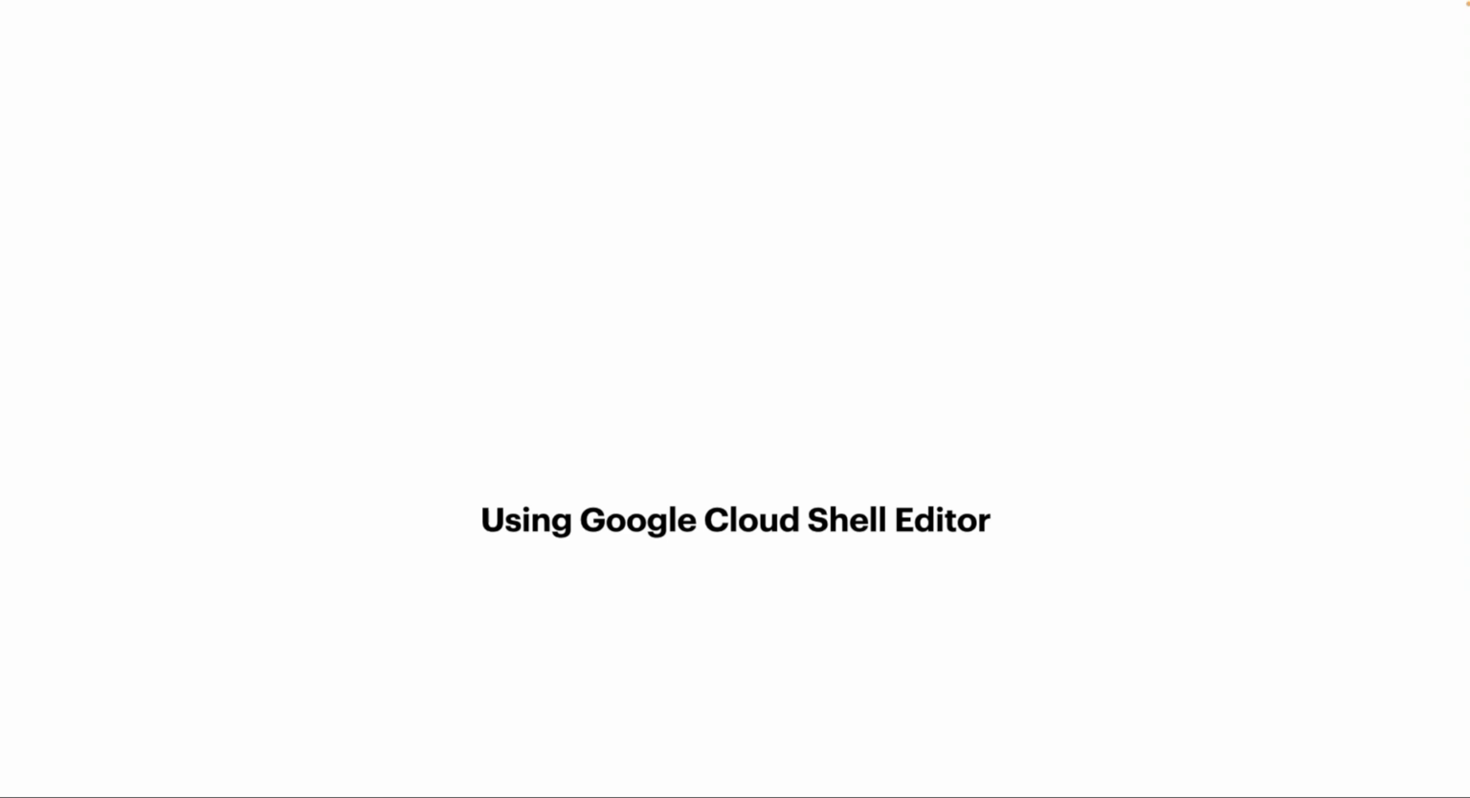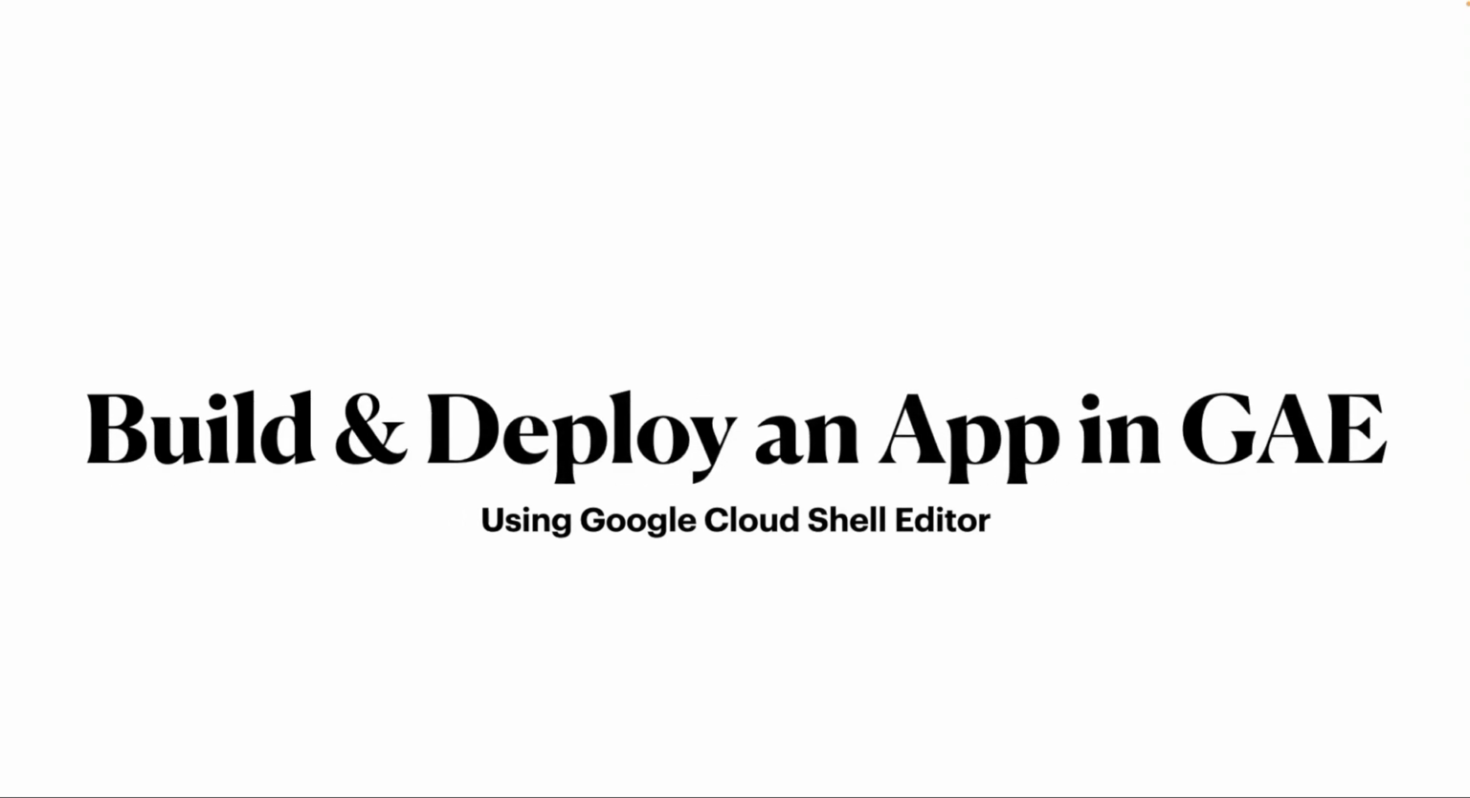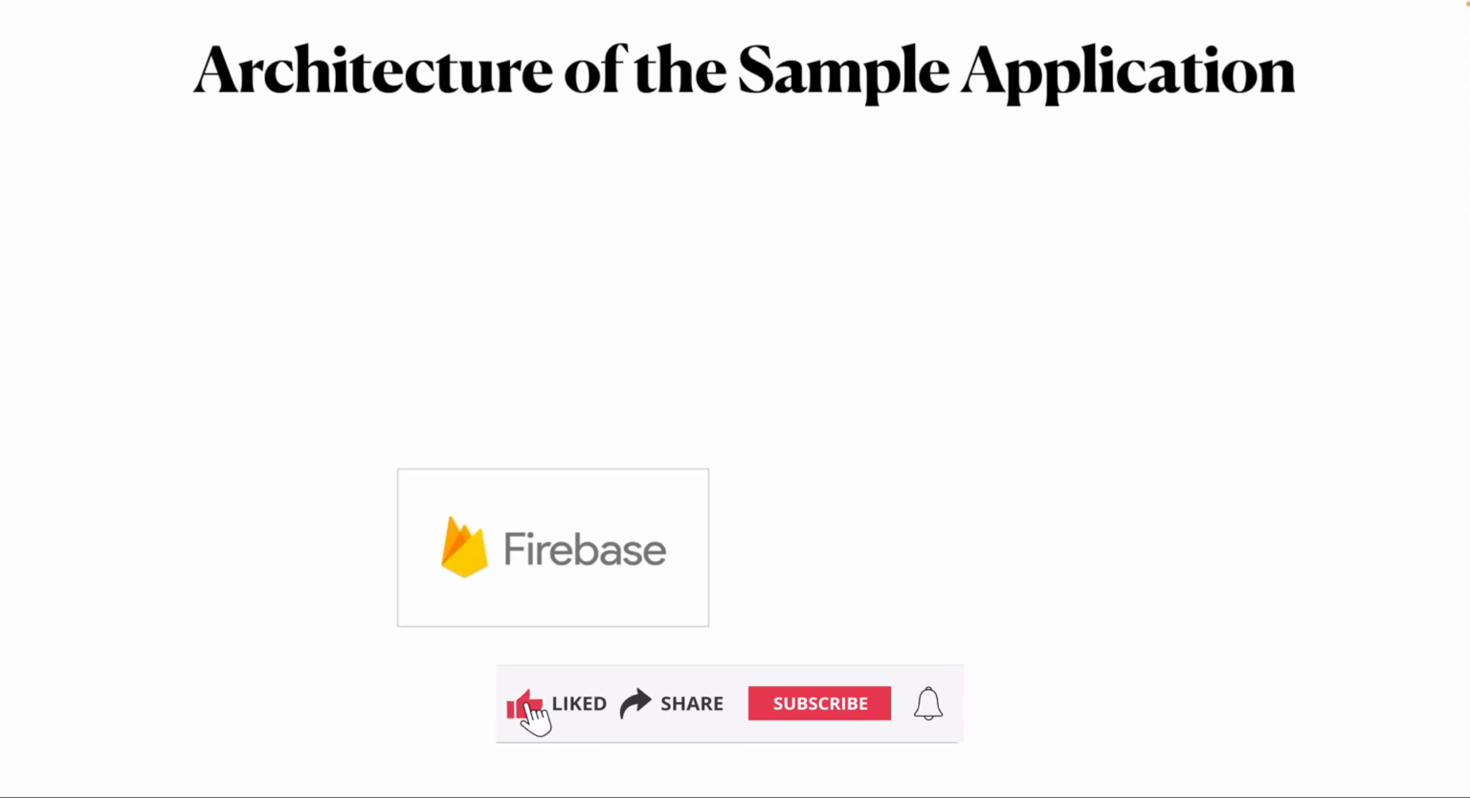Using Google Shell Editor, I'm going to build and deploy an application. The architecture of this sample application is using Firebase. Firebase offers a variety of key features: real-time database, authentication, cloud storage, hosting, cloud functions. In this example, I'm going to walk you through the cloud functions. Firebase allows you to write and deploy serverless functions that run in the cloud. These functions can be triggered by events such as database changes or HTTP requests.